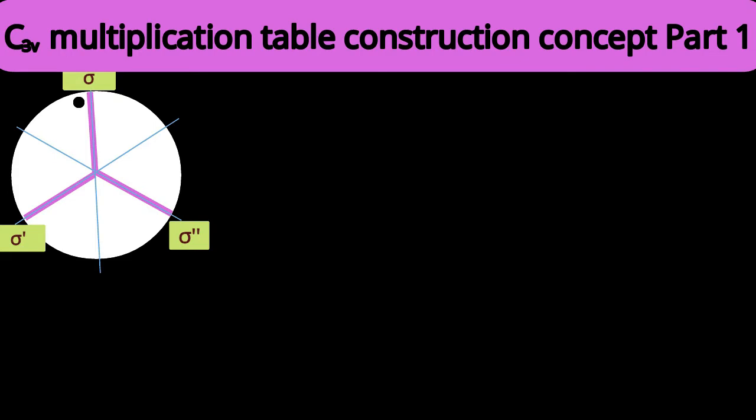If I perform the reflection operation through sigma, then the knot, now to the left side, will come to the right side. If I perform the reflection through sigma dash, then that knot will come below the right side bar. Means that's sigma double dash.